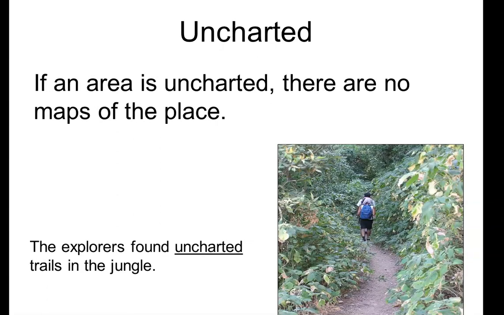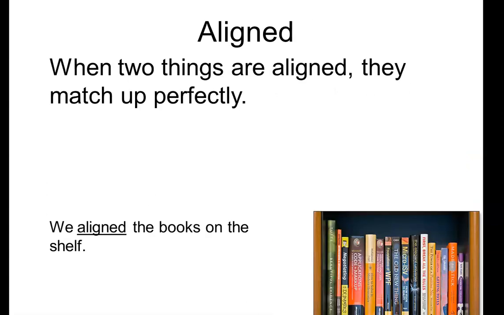Uncharted. If an area is uncharted, there are no maps of the place. So you can see that boy walking in the woods there. The explorers found uncharted trails in the jungle. So uncharted, there are no maps. Aligned. When 2 things are aligned, they match up perfectly. We align the books on the shelf and we can see that these are parallel and not intersecting. So they matched up perfectly side by side.